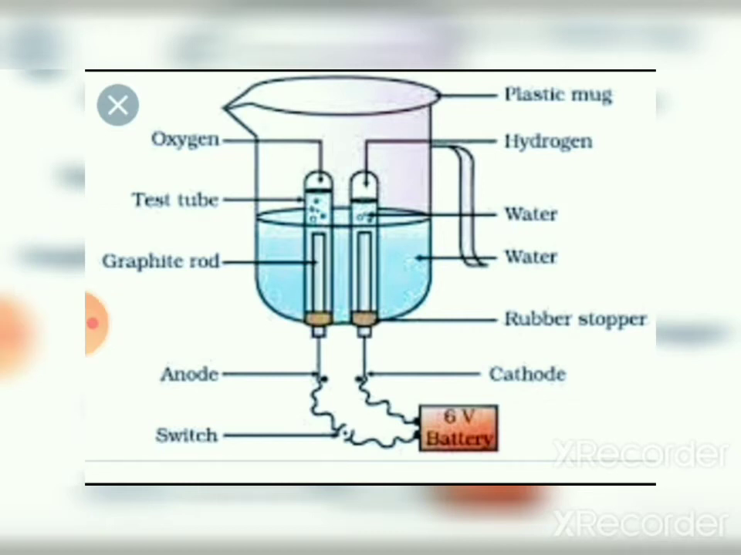The experimental setup is shown in the figure. Take a plastic mug, fix 2 graphite rods and provide rubber stoppers. Place 2 test tubes over the graphite rods in an inverted position. Fill the plastic mug with water so that the graphite rods are immersed in it. Add few drops of sulfuric acid to make the water conducting.